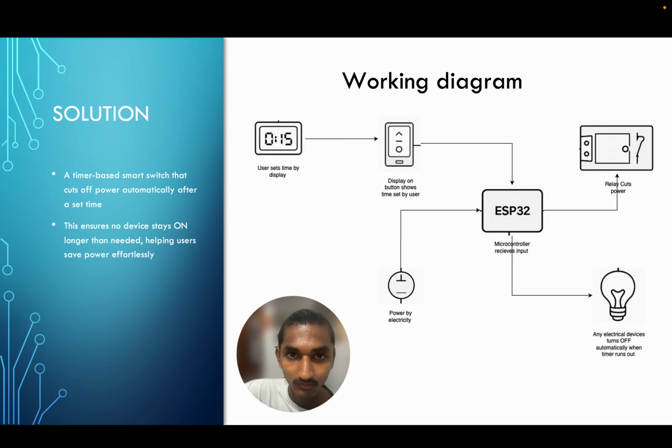So what happens here? The user sets a time on the display which is present on the button, and that is read by the ESP32, the microcontroller we are using, and it will set the timer to that user input level. When the timer rings, the relay module cuts off the power supply, and power is no longer provided to the electrical appliances, saving electricity when we are not in use.